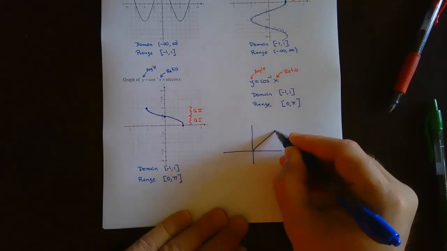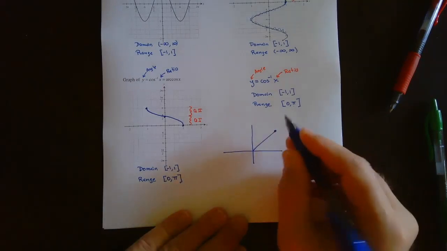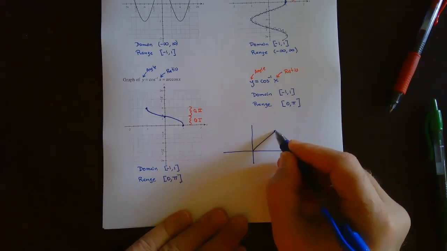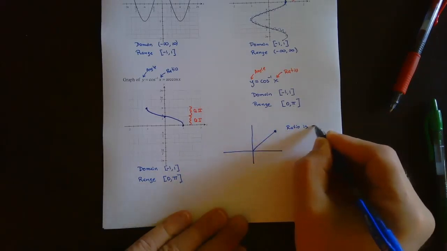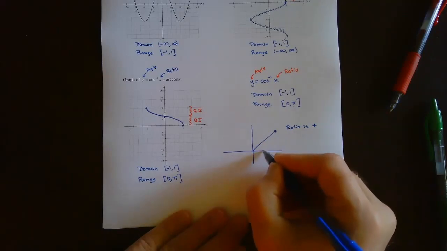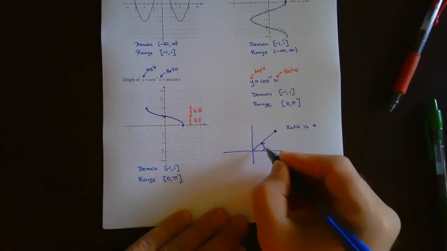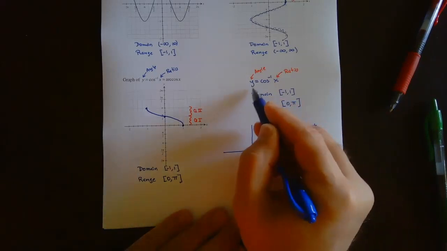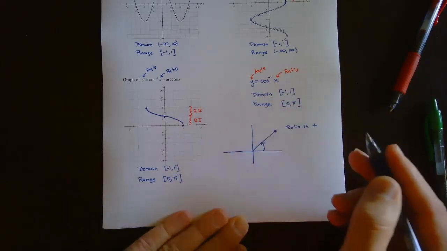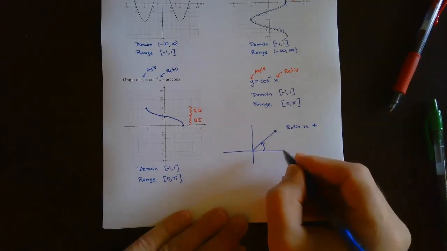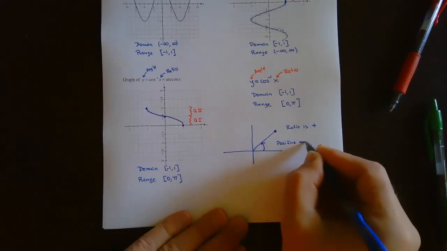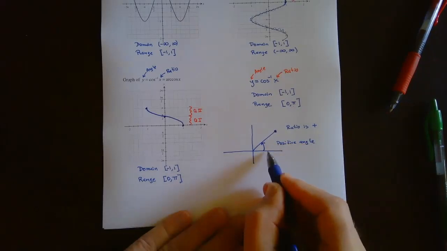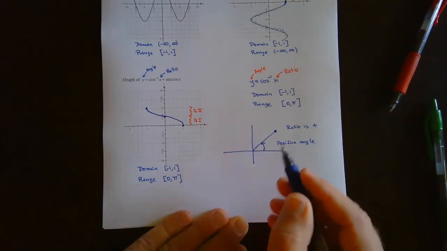Okay, so here's my terminal side right here. So I know that right here, my ratio of x to r is going to be positive. Okay, so the ratio is positive. I'm just going to put a little positive sign. And then we would rotate into this first quadrant. And the angle we get out is an angle between 0 and pi over 2. And it would be a positive angle, okay?